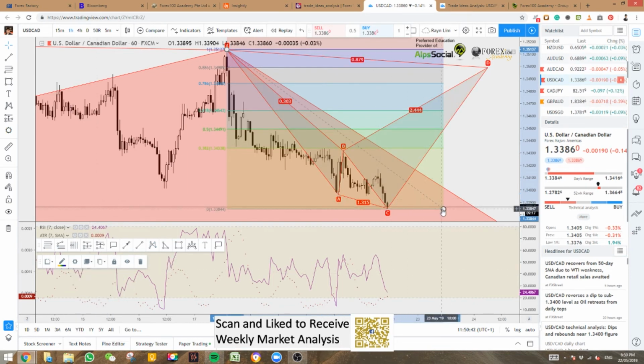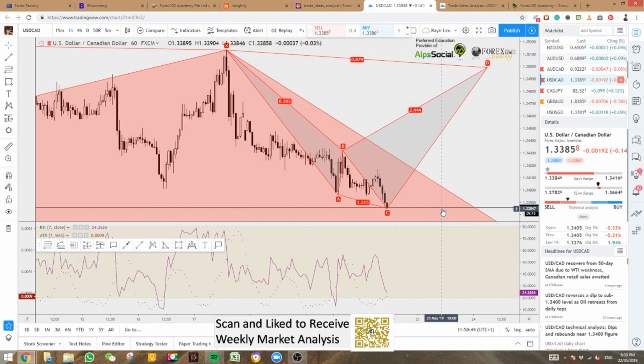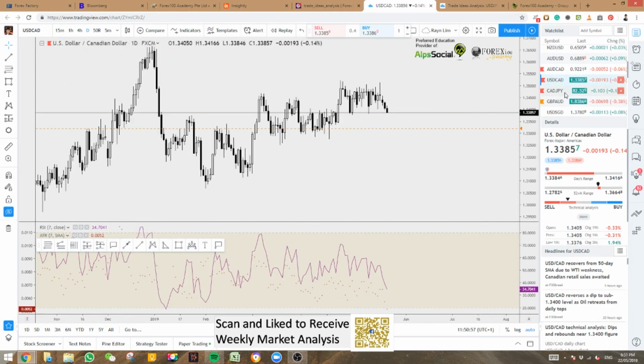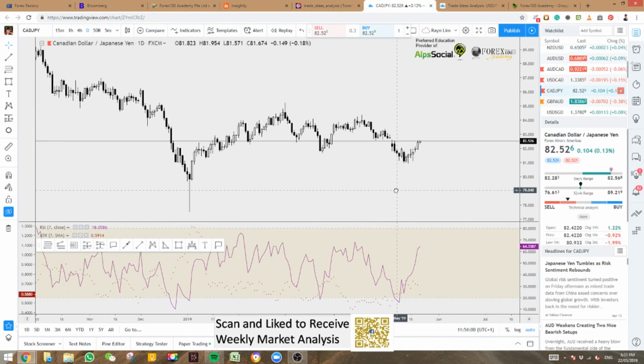Alright, so let's see how this rolls out. It is possible. Down to Canada yen. Canada yen on the daily chart, the market broke and closed below the support. 1 time, 2 times.